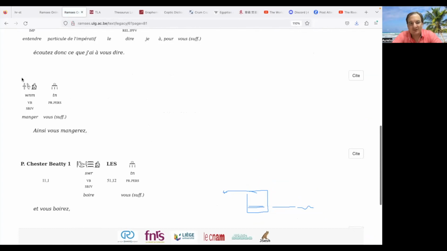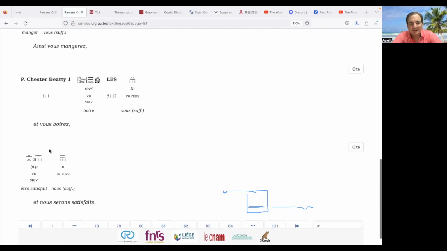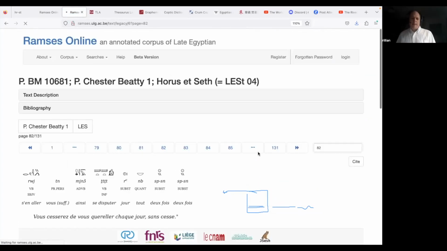Okay, so this is the subjunctive, right? May you eat. Sweeten, may you drink. And we will be satisfied. Okay, may we be satisfied. Okay, like you said, I guess it works in context. So these are all just three subjunctives.